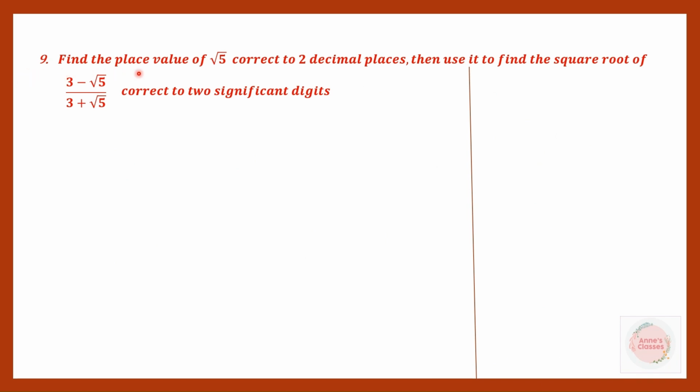Question 9. Find the place value of root 5, correct to 2 decimal places. Then use it to find the square root of this, correct to 2 significant digits. Okay, so first let's begin with this to find the square root of 5 up to 2 decimal places. So we have our lines drawn. Now let's write 5 here. Now we need to put a decimal point.